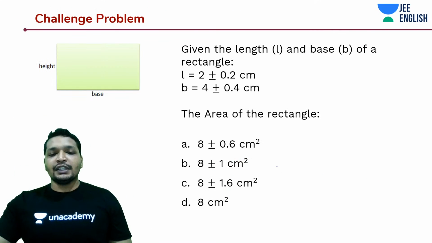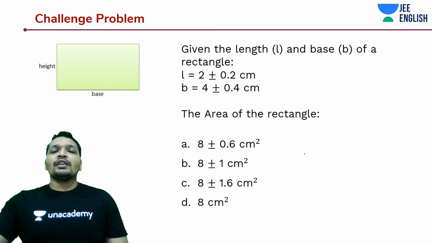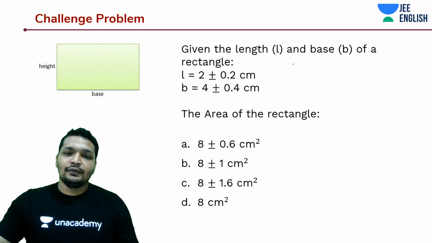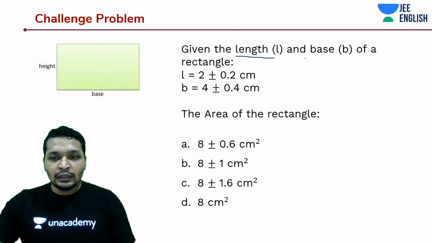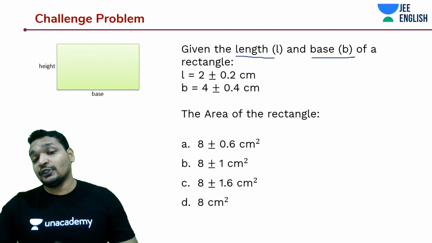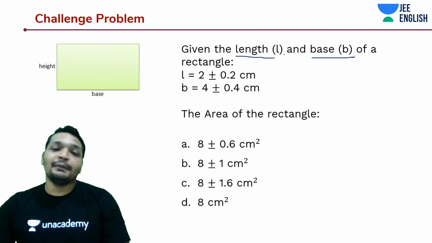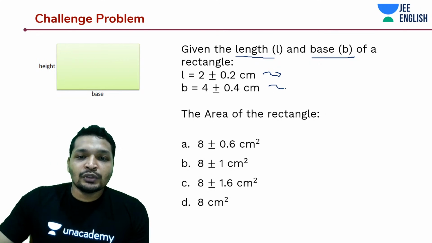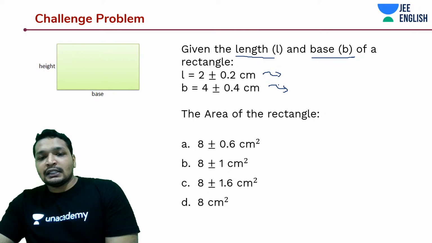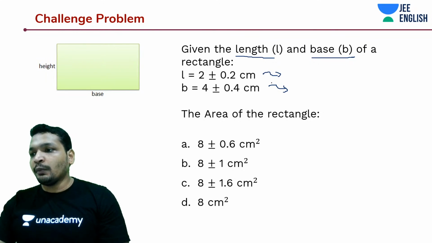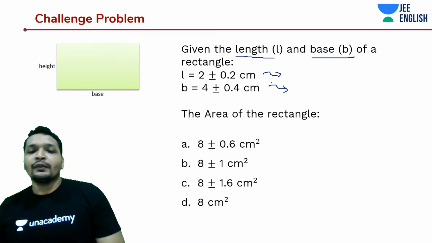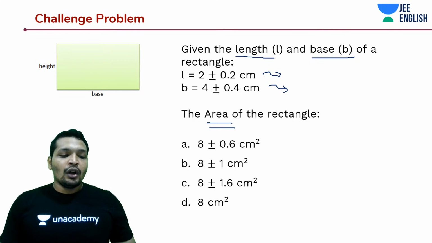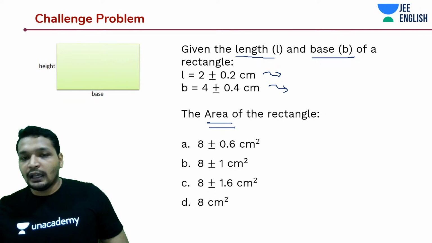So let's take up a question and get started on this. Given to you are the length of a rectangle and the base of a rectangle. The length is 2 plus or minus 0.2 centimeters. The base is 4 plus or minus 0.4 centimeters. Now we need to find out the area of the rectangle. How do you do this? L into B.